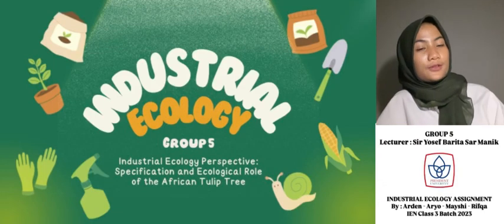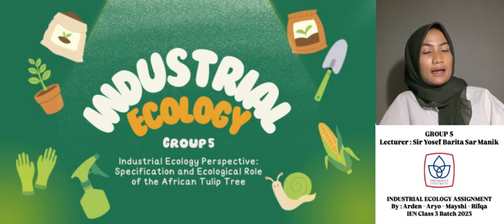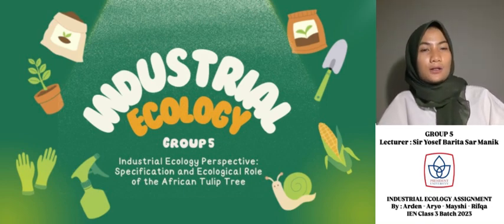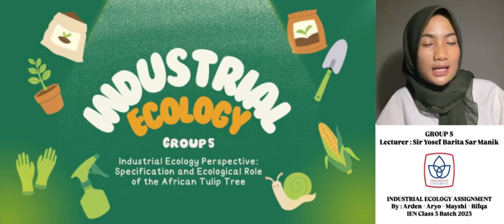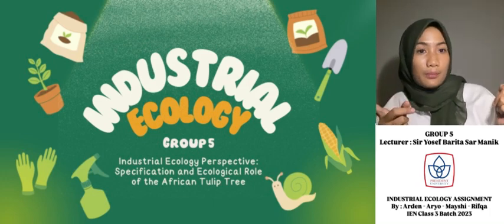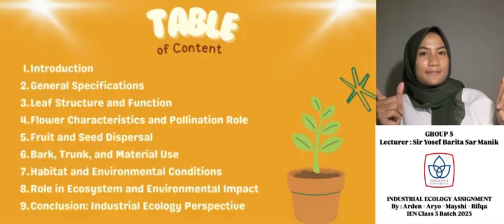Hello everyone, we're from Group 5 and we will present our project assignment for the Industrial Ecology subject. The topic is the Industrial Ecology Perspective on the specification and ecological role of the African tulip tree. And here are our members, and also our table of contents.